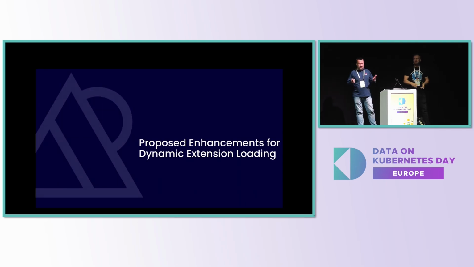Right, so what are the other options? One of the options is to propose enhancements for dynamic extension loading. How can we actually make this happen? I'm going to bring a couple of examples from Postgres operator providers, showing how they are handling the extension issue. And you'll see that each one of them is handling it a little bit differently. And I believe that making this a unified way will benefit all of us.